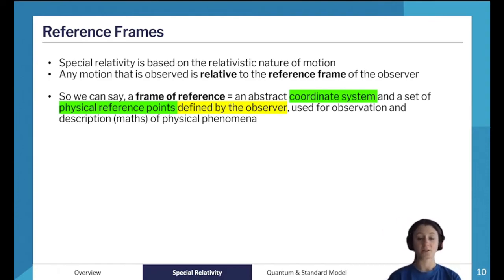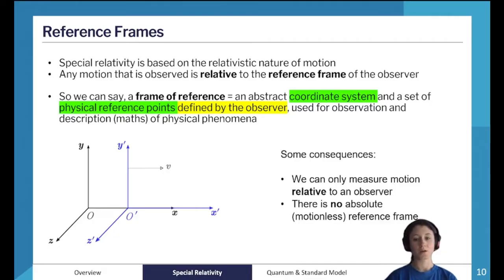How the syllabus, how QCAA defines it, is an abstract coordinate system and a set of physical reference points defined by the observer used for the observation and description, or in other words, just maths and calculations, of physical phenomena. So that is the definition that you'll need to remember. It's basically a coordinate system, which is just a point in space and time defined by an observer.